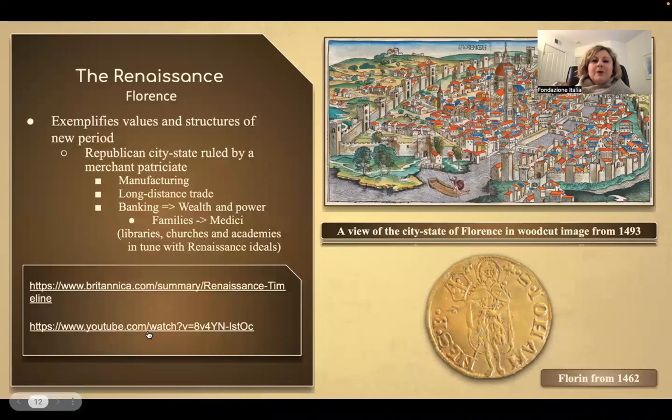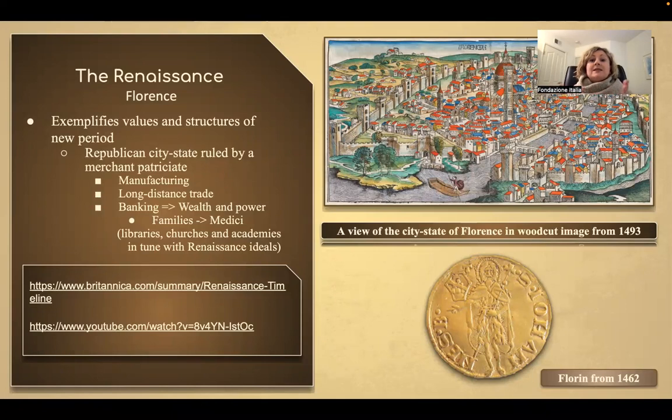Florence really exemplifies, in Italy, the Renaissance, this new period. Florence, because of the way it was at the time, really exemplifies the values of this new period.